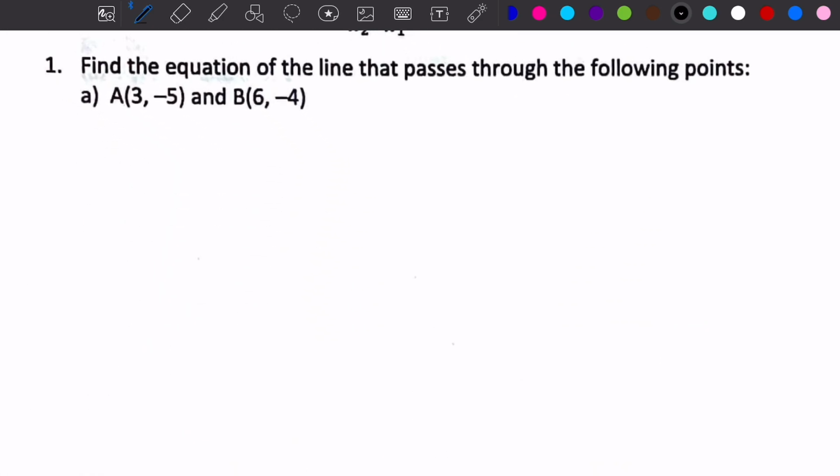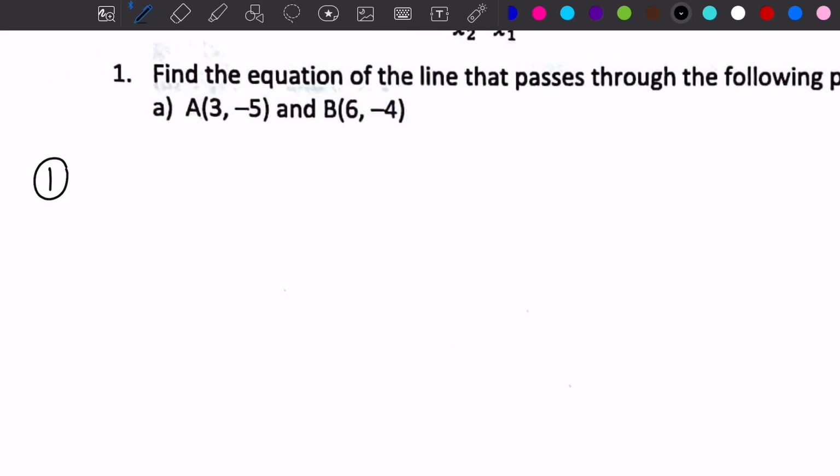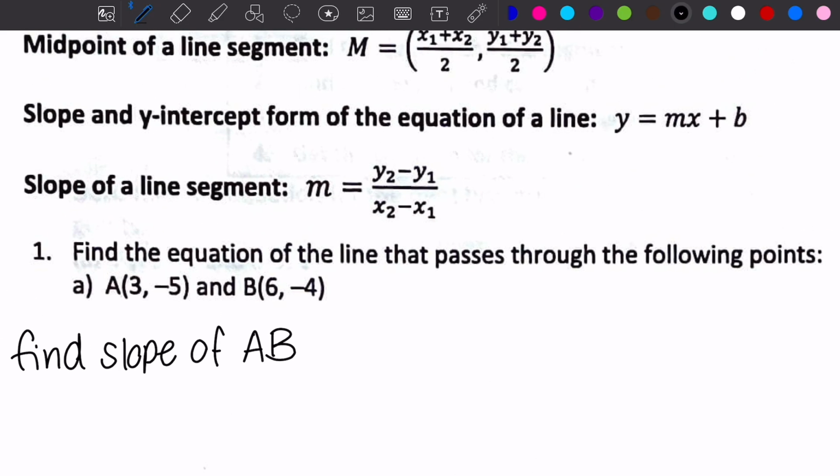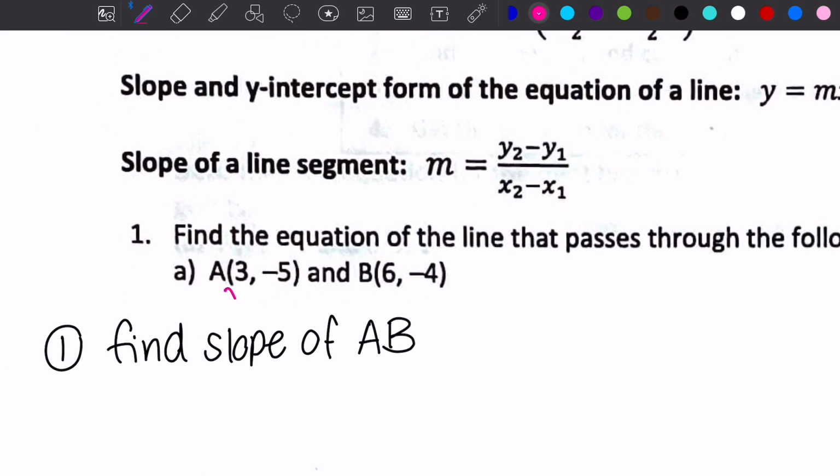So if we need to find the equation of a line that is specifically passing through these 2 points, I've got 3 steps that I have to do. First thing that I have to do is find the slope of this line segment. So that's going to be my step 1. Find the slope of AB, which I'm just using this formula here, m equals y2 minus y1 over x2 minus x1, which you can go ahead and label. This one's going to be my x1, y1, x2, y2. It's okay.